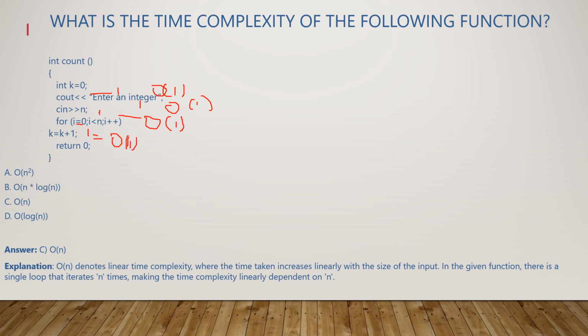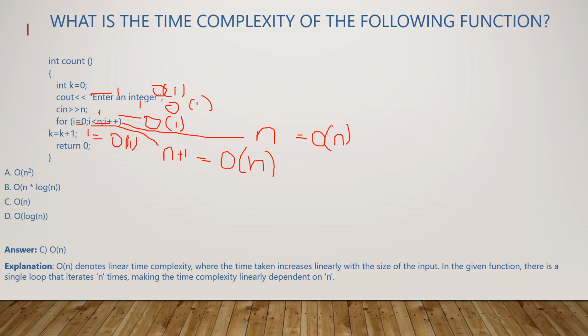The other one is the test i < n. This operates n + 1 times, and because of this the time complexity is O(n). The other one is the increment operator, and this increment operator runs n times, so the running time is O(n).